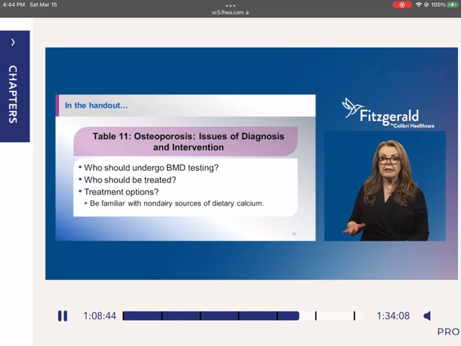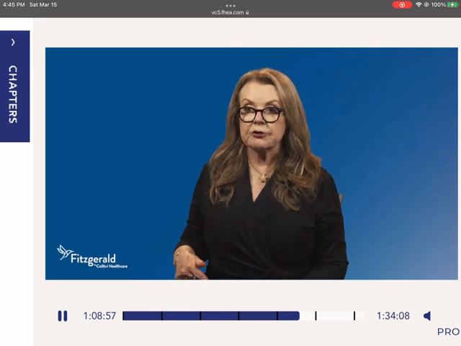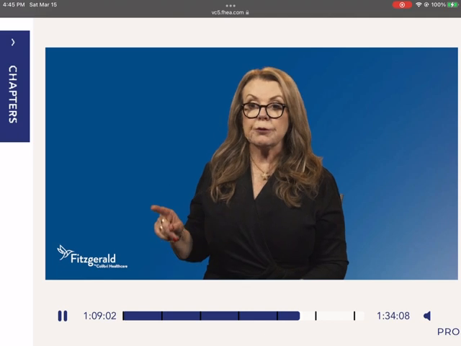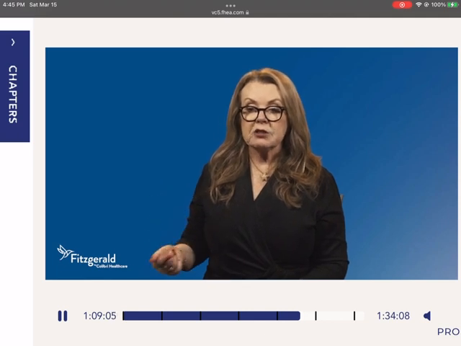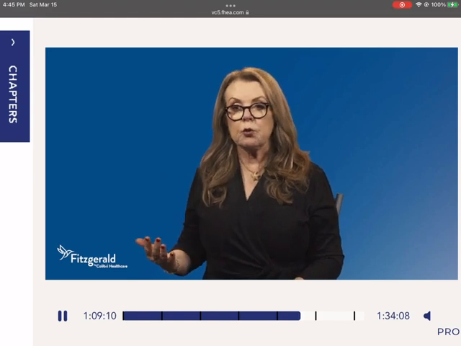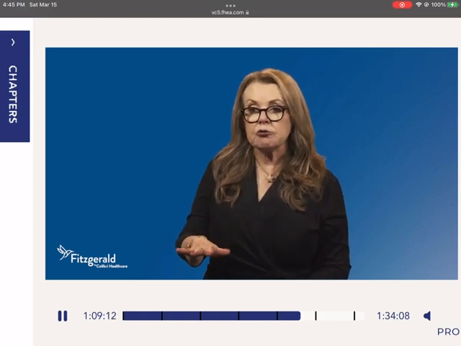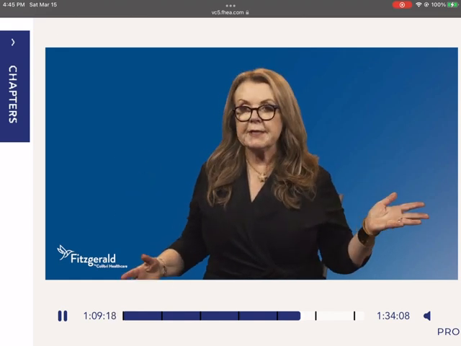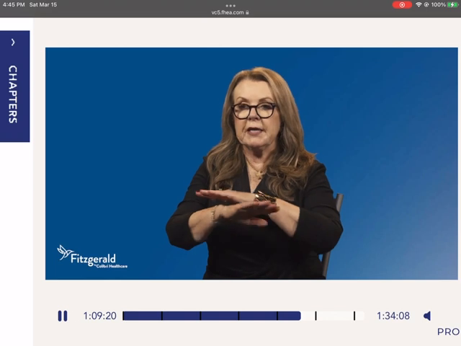And when you're looking at Table 11, look through it as part of your study. Make sure you include this. It will guide you through osteoporosis, issues of diagnosis and intervention. It will give you an idea of who should undergo BMD testing, who should be treated, and treatment options. Those non-dairy sources of dietary calcium have been known to pop up on boards. And when you're talking about treatment options, I realize if I was teaching this course 10, 15 years ago, I would say bisphosphonates, we're done.